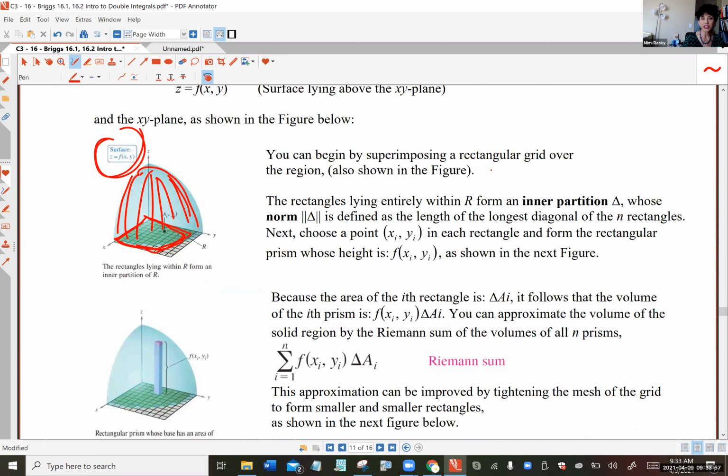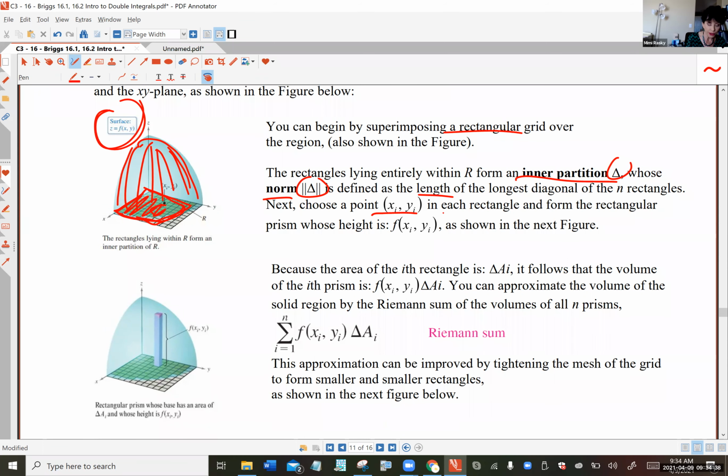Okay, so what they do is a partition, but instead of partitioning the interval, we partition the region, the base of the solid. They do it by superimposing a rectangular grid over the region, as I have in the figure. The rectangles that you have there all lie inside that region, and they form what's known as an inner partition. They call the inner partition delta. The norm of the partition, which looks like a magnitude, you can think of as the length of the longest diagonal of all the n rectangles. In other words, the rectangles may or may not be equal in dimension.